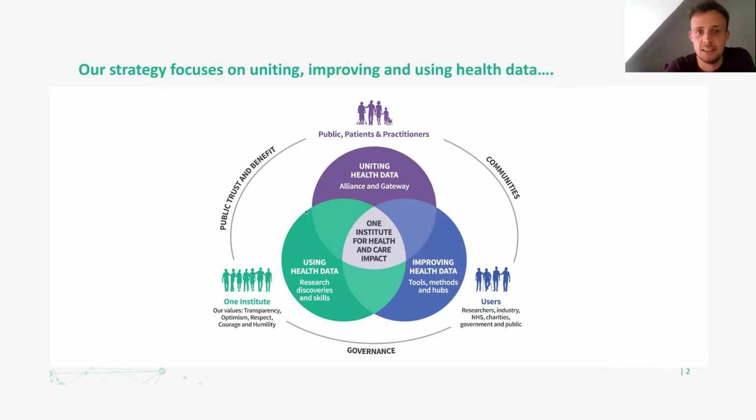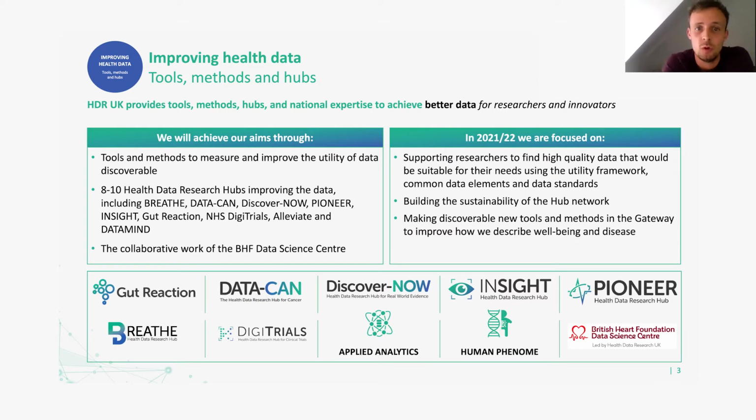So what does improving the data mean? Well, in some ways, this is potentially the hardest area to communicate and convey, because there's a lot of behind the scenes work that goes on in making data more useful for researchers. And a large part of that takes place through the work of our health data research hubs. So on the slide here, I've just given a list of different things we do in the area of improving data, but a big part of it takes place through the 9 health data research hubs that we now have across HDR UK.